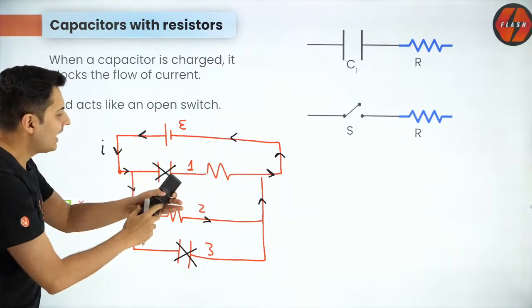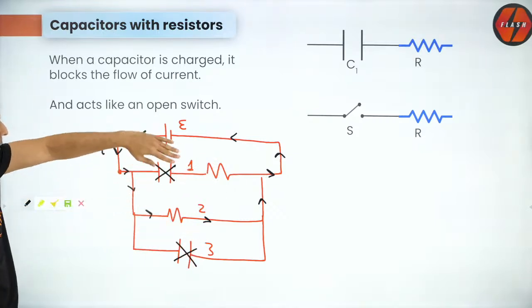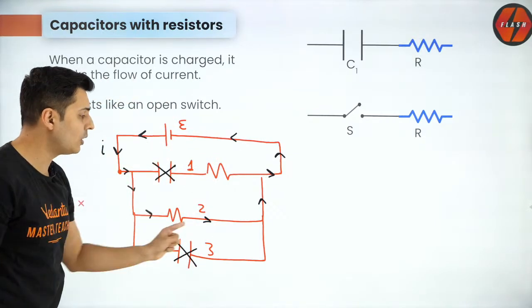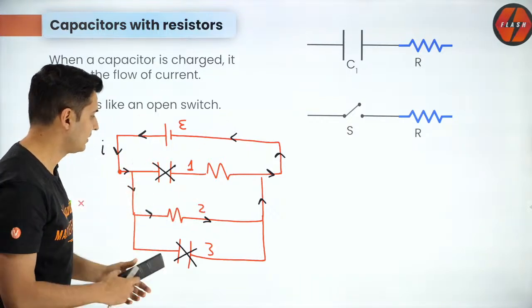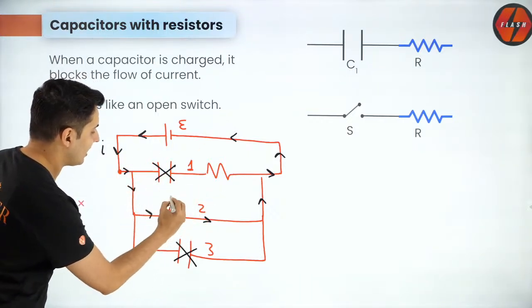Now, if it's not going through any other branch, think about it. What is the total resistance of this circuit, guys, when the current is going? The total resistance is just R.